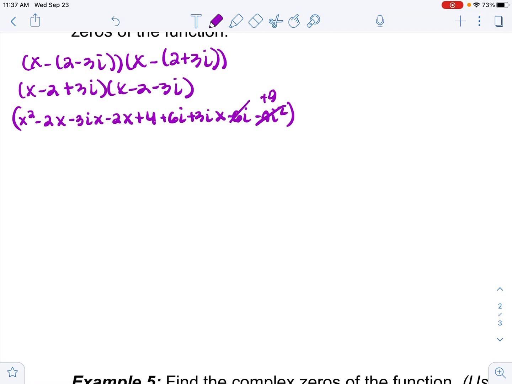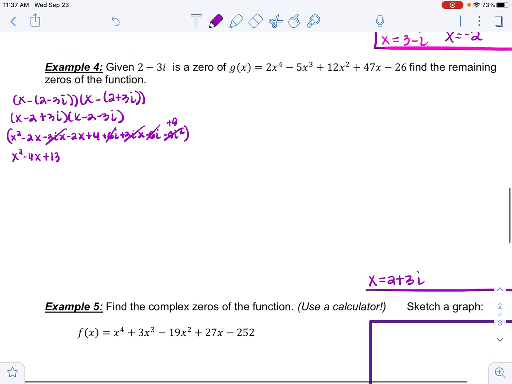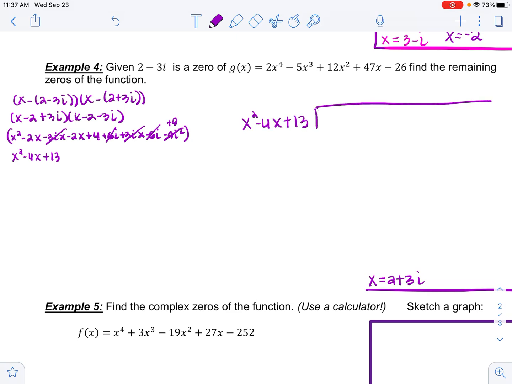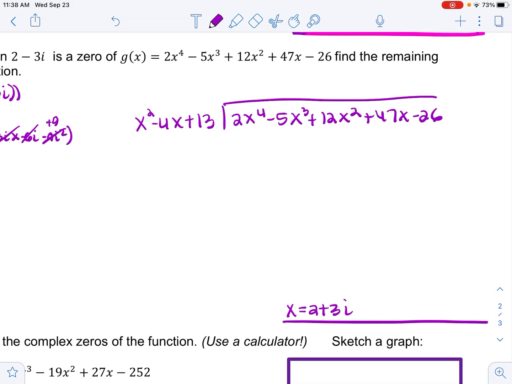Cross this off, change this to a positive 9. Okay, negative 6i and 6i cancel, 3ix and negative 3ix cancel. So this is x squared minus 4x plus 13. Okay, polynomial long division with that. x squared minus 4x plus 13, and the polynomial I'm dividing is 2x to the 4th minus 5x cubed plus 12x squared plus 47x minus 26.